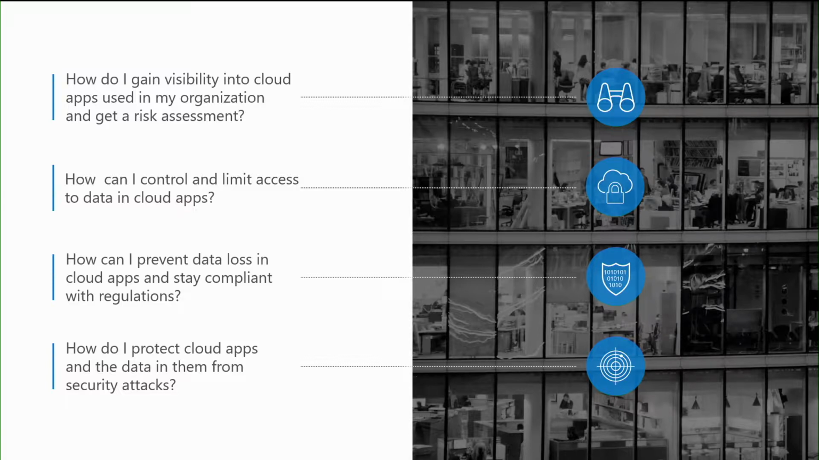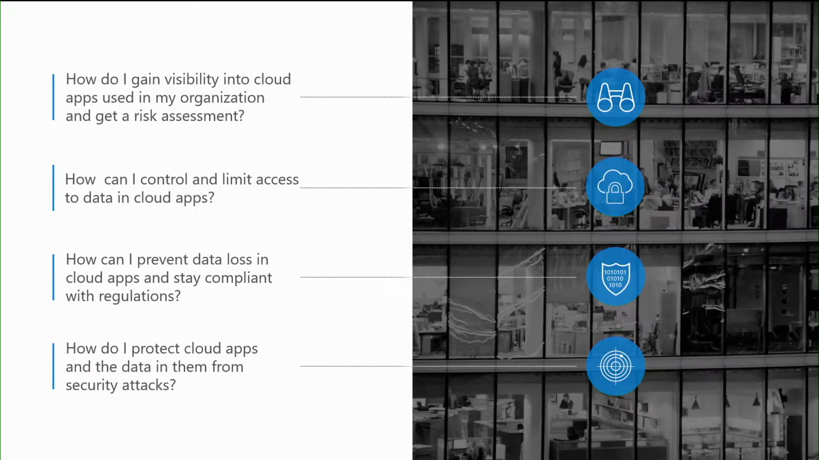We need to think about how we can gain visibility into cloud apps used in our organization. And we need to figure out which ones are bad and which ones are good. We need to control and limit access to them. We shouldn't block our users from accessing cloud applications because they will access them and they will have workarounds anyway. We need to find intelligent ways to make access context sensitive to protect the data in them. We should think about how we can prevent data loss in cloud applications and stay compliant with key regulations.